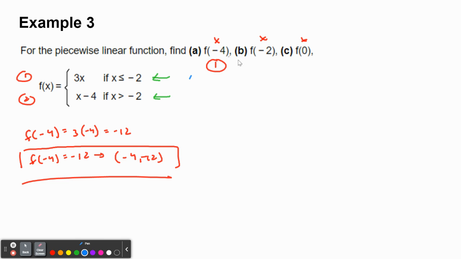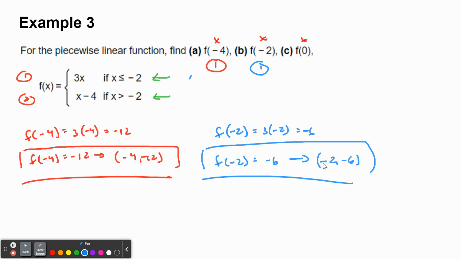All right, number 2 is -2. Well, -2 is equal to -2, so again, we're going to use the first function as well. So f of -2 equals 3 times -2, and that's -6. So f of -2 on our graph equals -6, which would be represented by the point -2, -6.